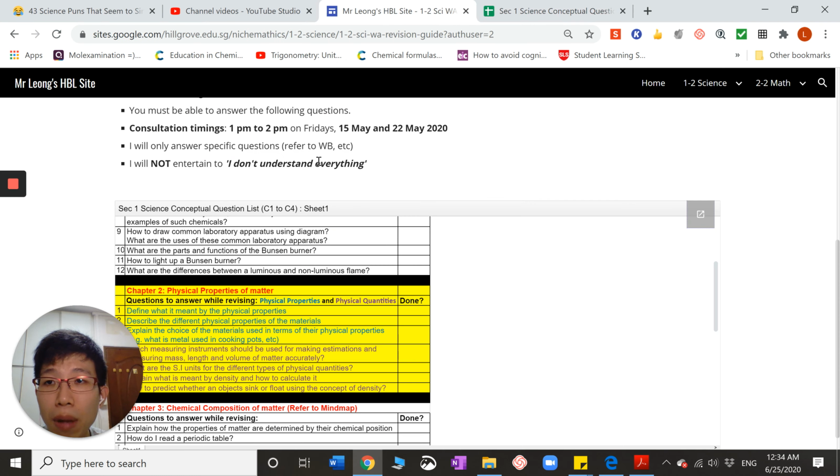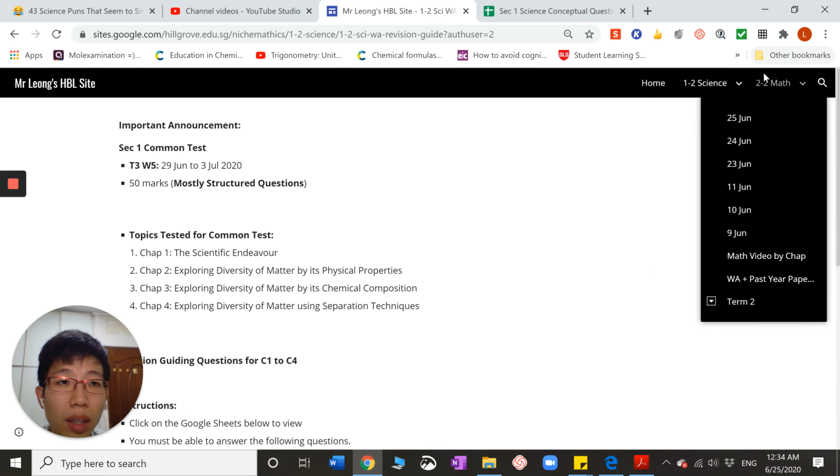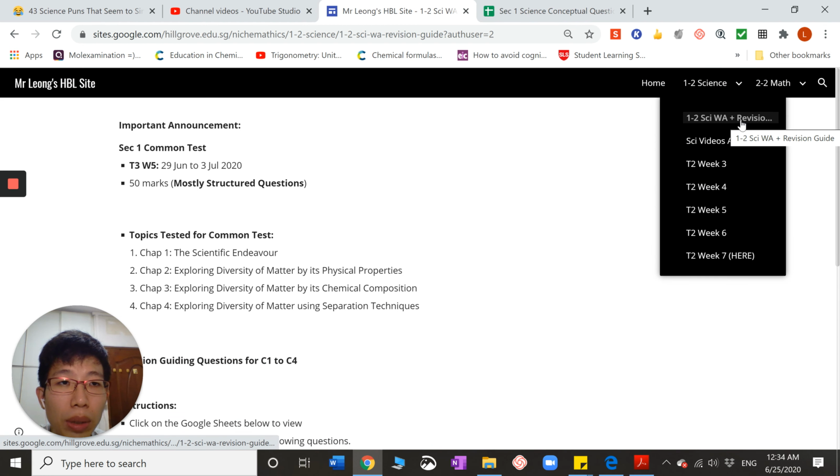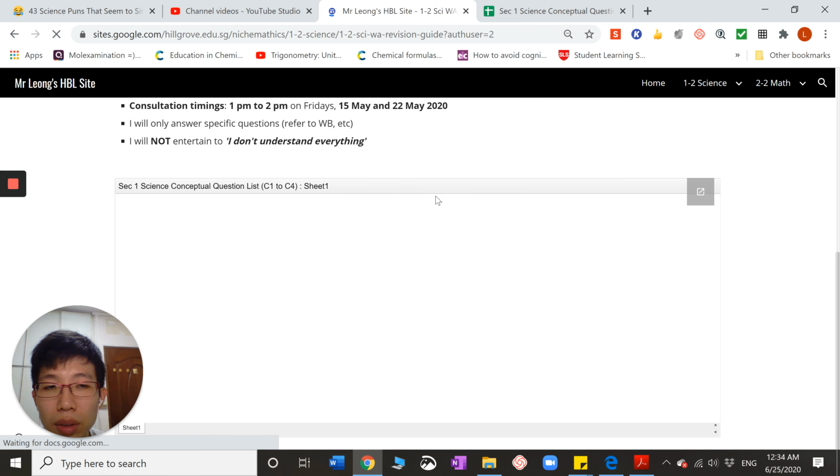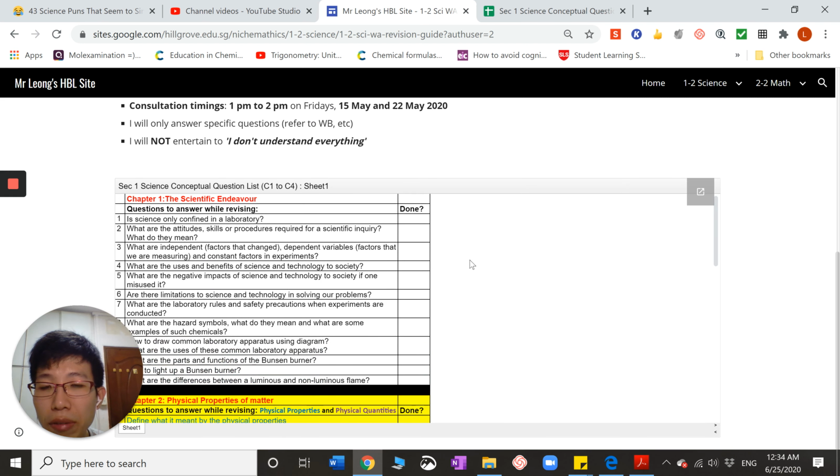So if you look at the website, under 1-2 Science Weighted Assessment, 1-2 Science Common Test, Revision Guide, you go to this page and you see a series of questions. And this done over here just means it's like a checklist, whether you already know this concept or not.